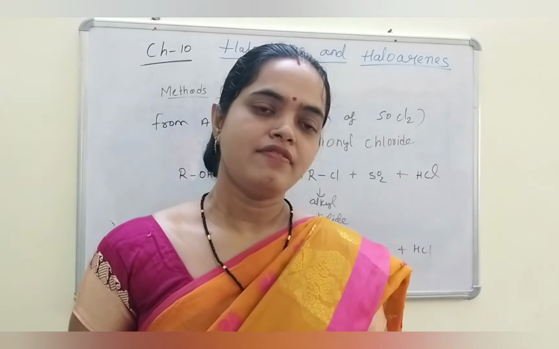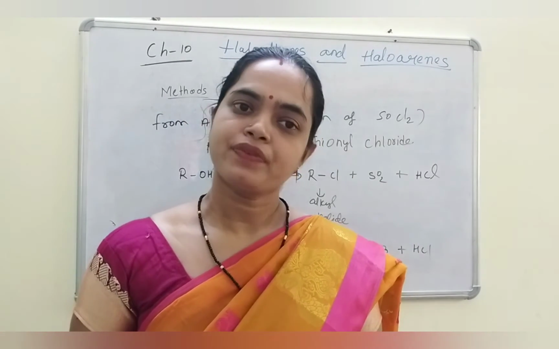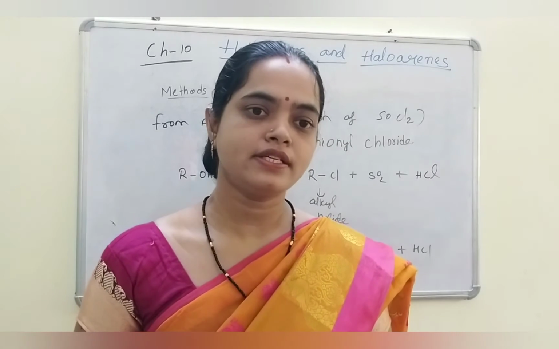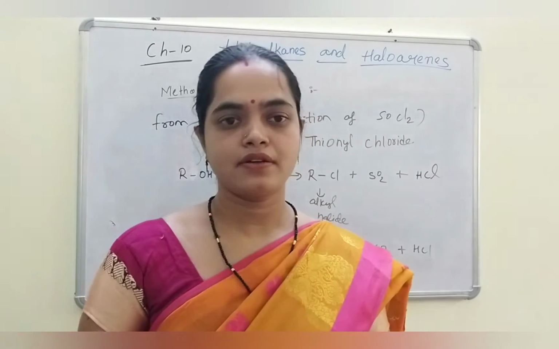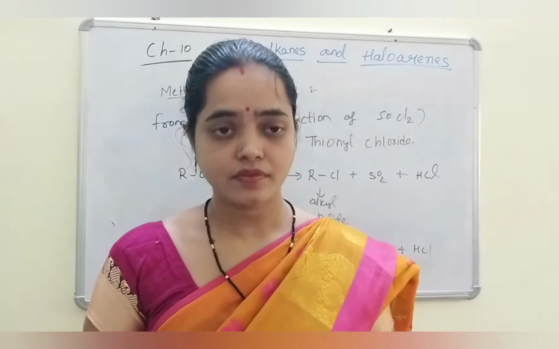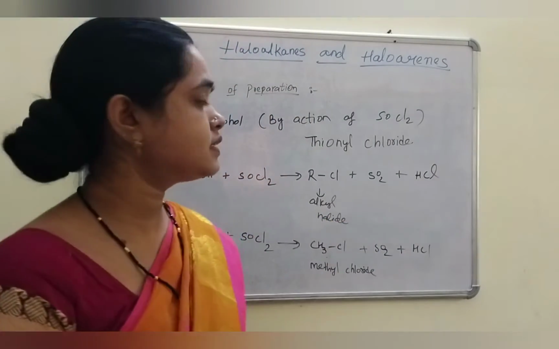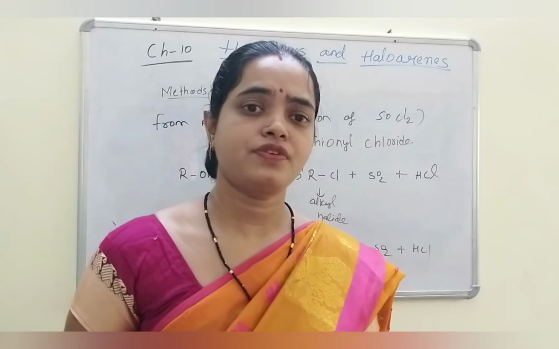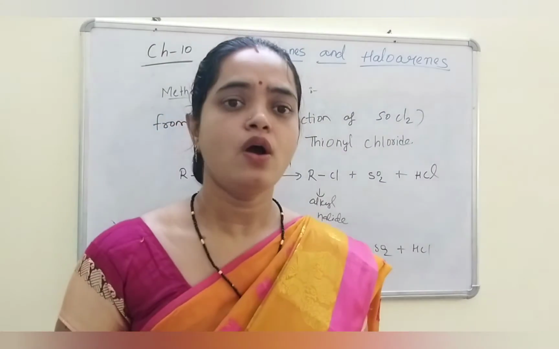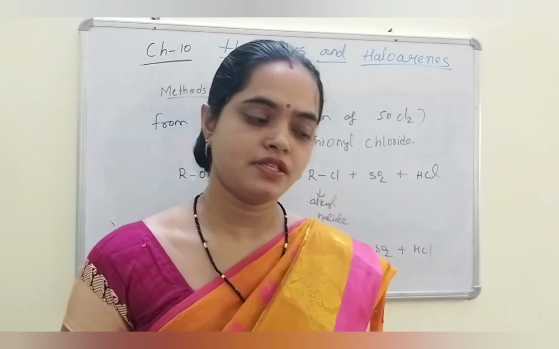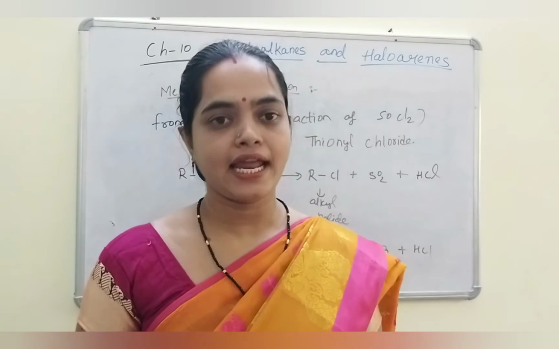First we have seen when alkanes are treated with the halogens to form alkyl halides. Alkenes are treated with hydrogen halides. Then alcohols, by the action of phosphorus pentachloride, phosphorus trichloride, and by the action of thionyl chloride. All these are the methods of preparation of the alkyl halides.